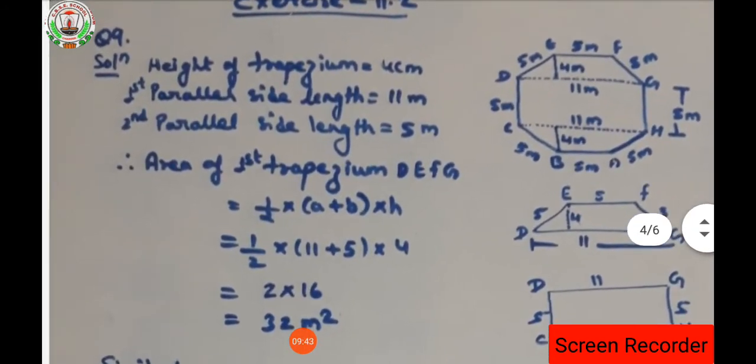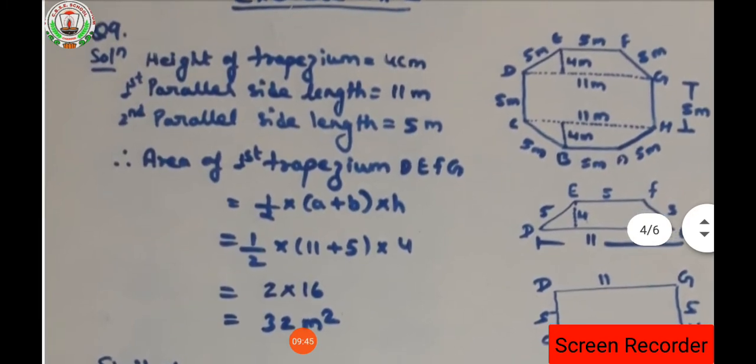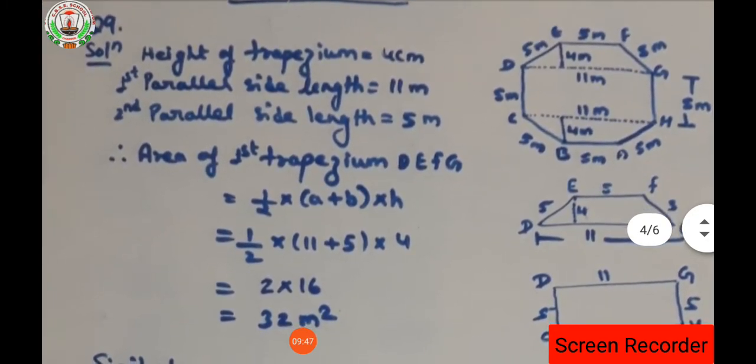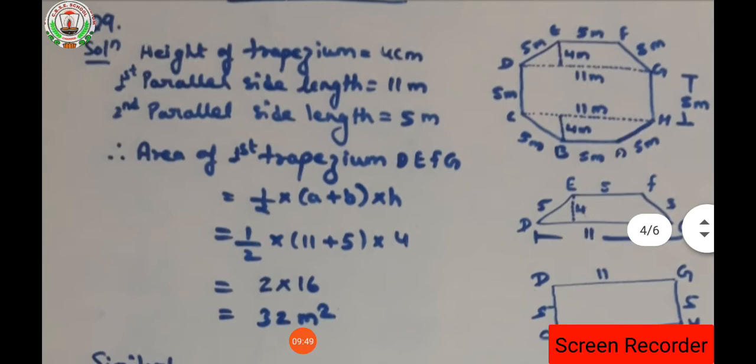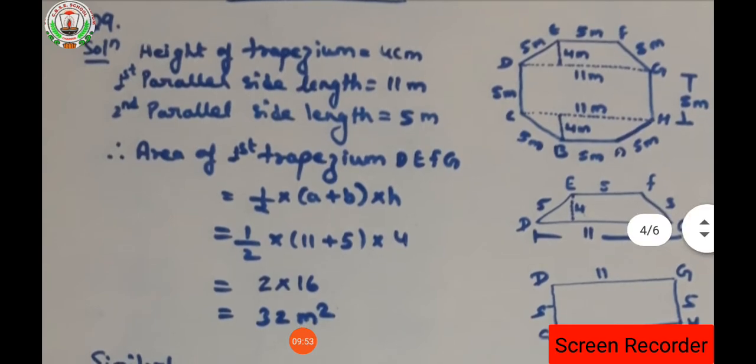In the ninth question, the diagram is given in the shape of an octagon. Okay, one side of the octagon is 5 centimeter. That means all the 8 sides will be 5 centimeter.